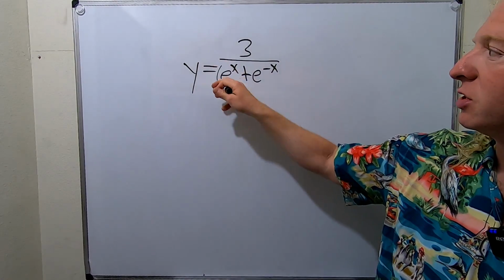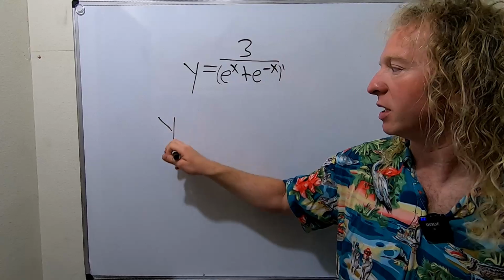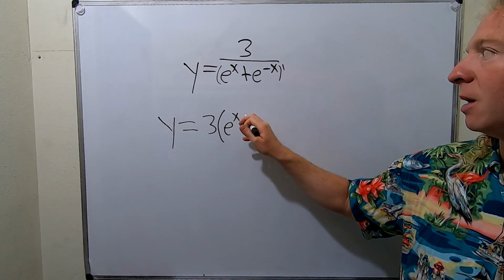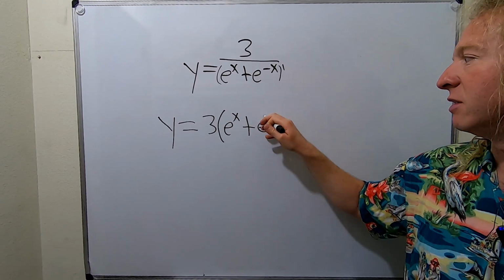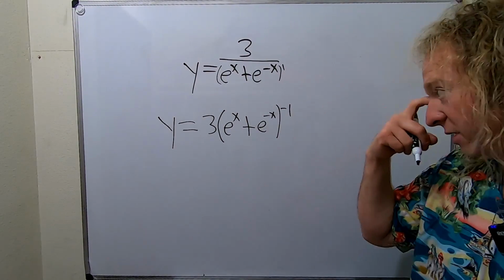So check this out. This is really to the first power on the bottom. So now we're going to bring it up. So y equals 3 parentheses e to the x plus e to the negative x to the negative 1. So now it's going to be easier to take the derivative.